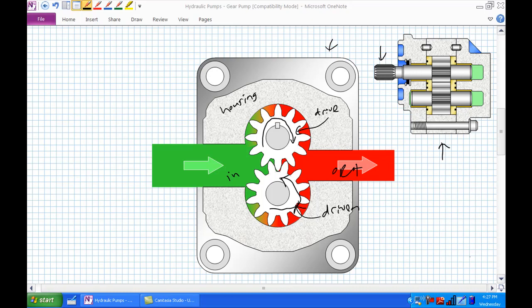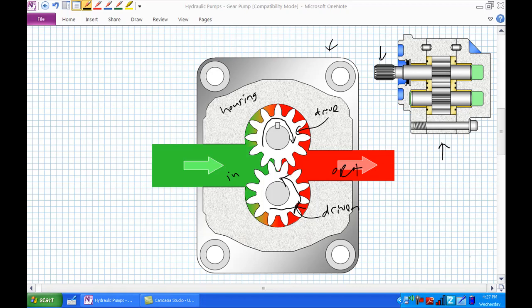This, by the way, is known as an external gear pump. There's a bunch of different types of gear pumps out there. The one I'm going to stress is the external gear pump. We're going to open up a couple of these in lab. Additionally, you will actually see one with helical gears, just increasing the surface contact between them.